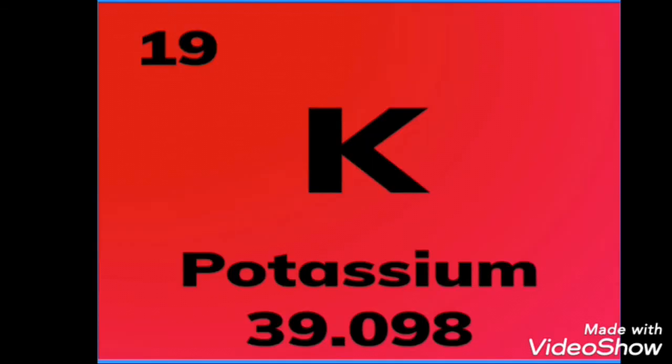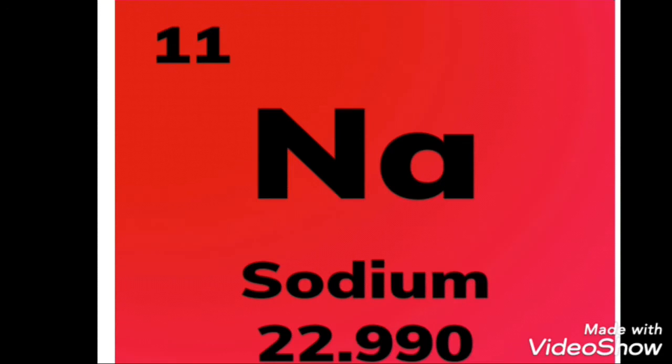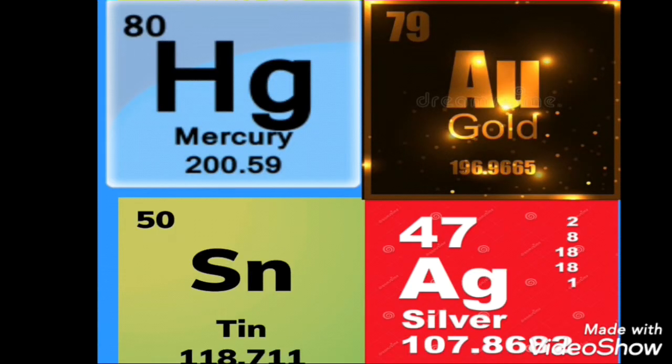Some symbols are used on the basis of their old names or Latin name of an element. There are 11 elements. Here are some. Kalium. The common name is potassium. K. Copper is the common name for cuprum. So Cu. Natrium is the Latin name for sodium. So Na. Hydrargyrum, mercury, Hg. Aurum, gold, Au. Stannum, Sn for tin. Argentum, Ag for silver.